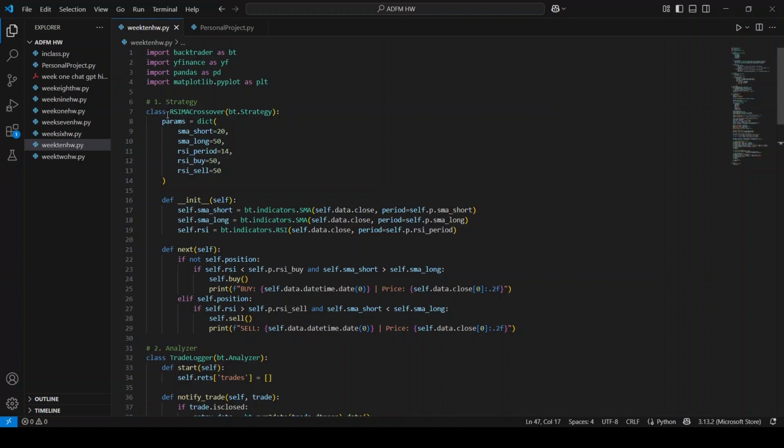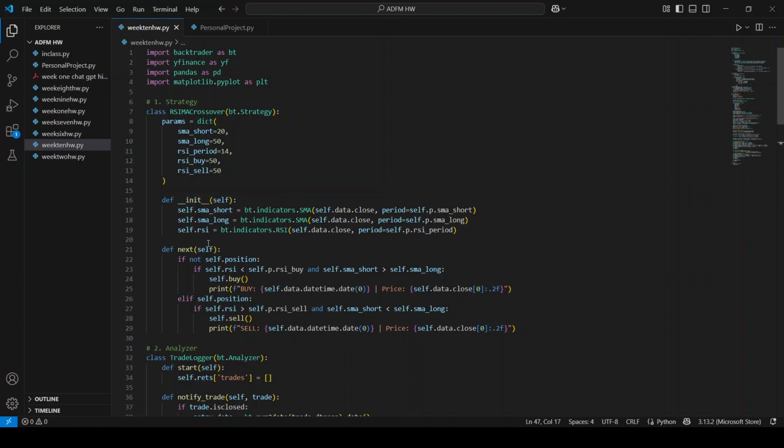So starting at line 7, here we're making our RSI MA crossover. Line 8, params. The purpose of this is that it's a dictionary, so it lets us tweak values without having to rewrite the code. This is the short simple moving average, a 20 period simple moving average. This is the 50 period simple moving average, and then RSI buy and sell. This is the RSI threshold for the buy and sell signals that we'll have.